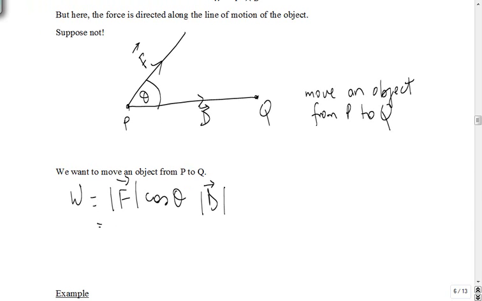So let me write this. That's the same thing as the length of F times the length of D cosine theta. That's what that is. And what formula is that? This is the dot product, F dot D. So that's just an application of the dot product.